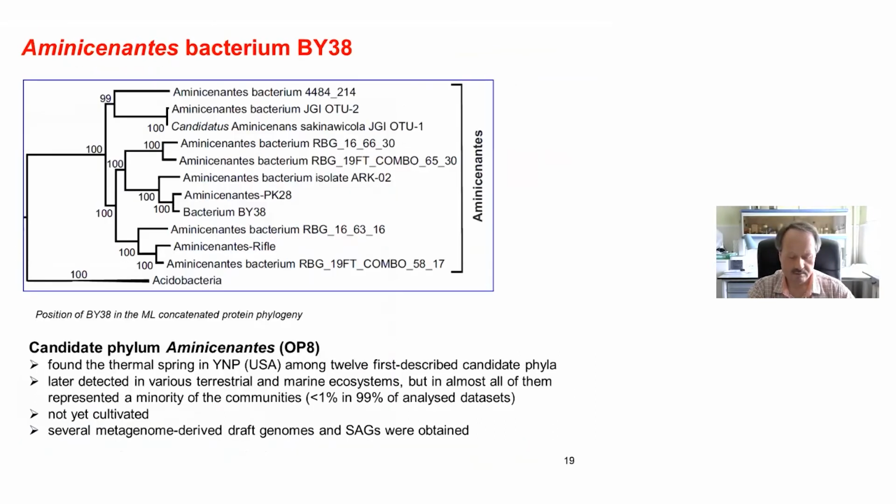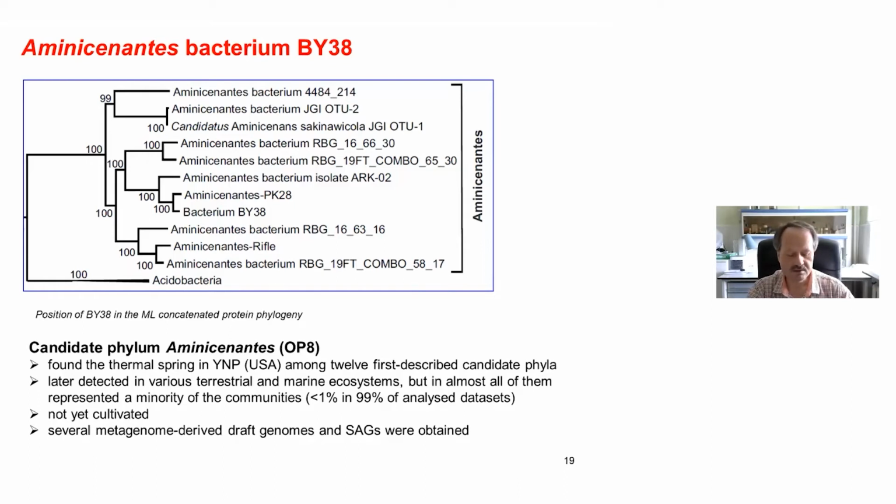The third rather abundant and interesting uncultured lineage found in the subsurface water was the candidate phylum Aminicenantes. It was discovered 30 years ago in a thermal spring in Yellowstone Park in the USA among the 12 first described candidate phyla. Later, this lineage was detected in various terrestrial and marine ecosystems. Until now, there are no cultured isolates, but several metagenome-assembled draft genomes and single-cell genomes were obtained.